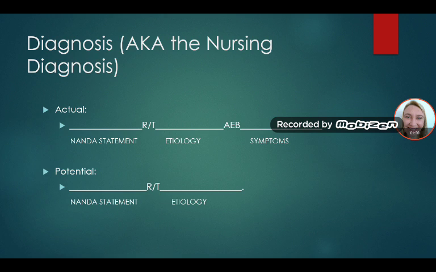Related to is the etiology, which is the reason why they had a fall or are at risk for having a fall. And then the symptoms are the evidence. The AEB is as evidenced by, and it's oftentimes the symptoms or what you can see, as evidenced by patient on floor with bruising. Potential risks don't have those symptoms to evidence them by.